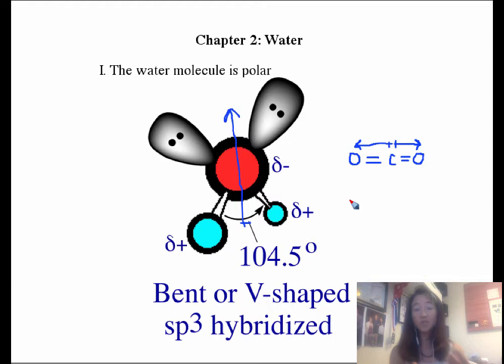So we've looked at these intramolecular interactions, that is, interactions within the molecule of water, say the covalent bond here between the oxygen and the hydrogen.